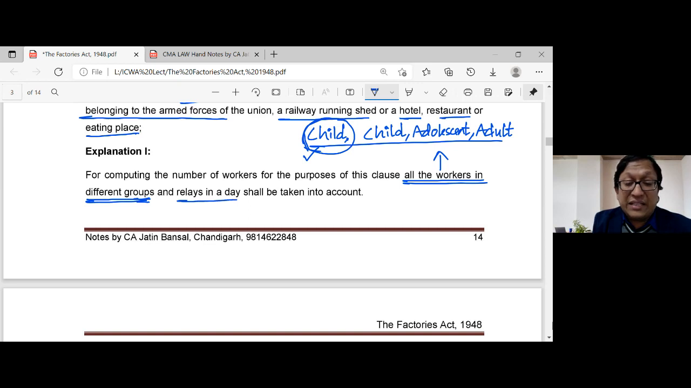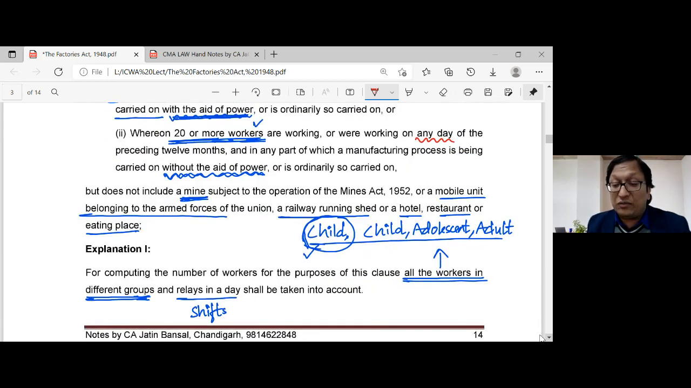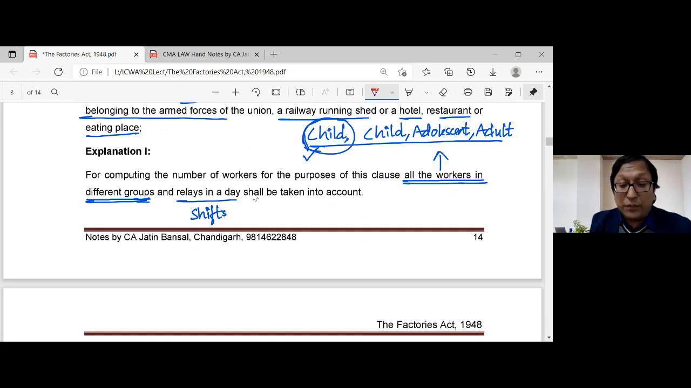And relay in a day, that is shifts, like a factory may be working on many shifts. It is not that 20 or 10 people are working at a time. It is not written in the Act. They simply say 10 or more persons are working or were working on any day. This is written in the law. It is not at any time, it is any day of the preceding 12 months. So for computing the number of workers, we need to consider all the workers in different groups, and in all the shifts in a day.